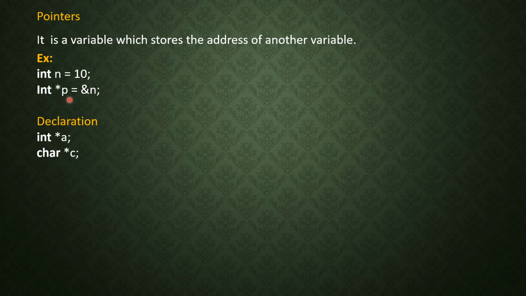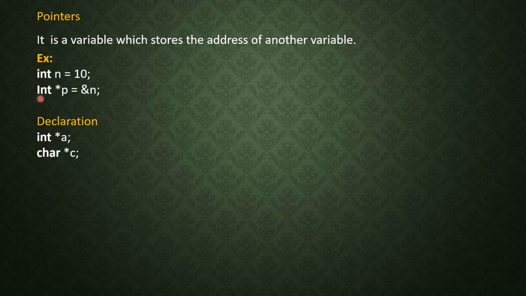Now I have to assign an address to p. Which address do I have to assign? The address of n. How are we going to get the address of n? By using the ampersand symbol. This symbol we call an ampersand. If I give an ampersand followed by a variable, that is going to access the address of that particular variable. So ampersand n gives the address of n, and that will be stored in pointer p.